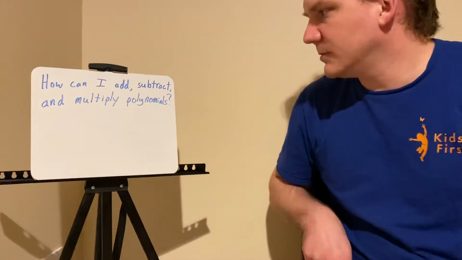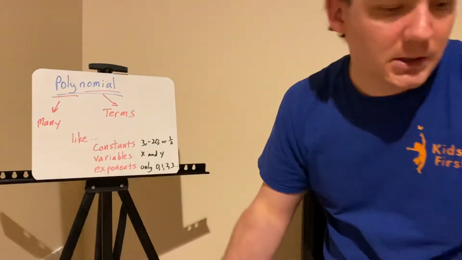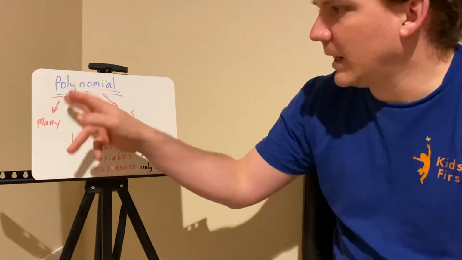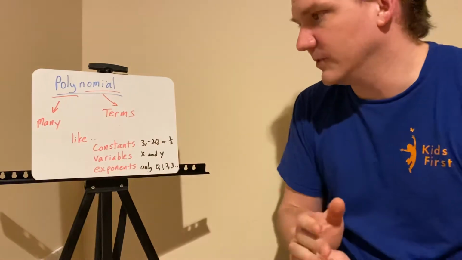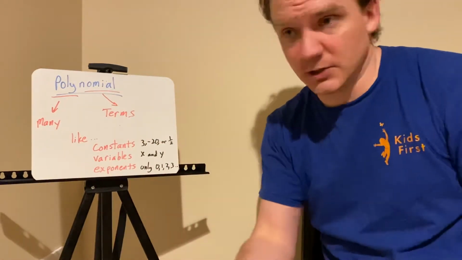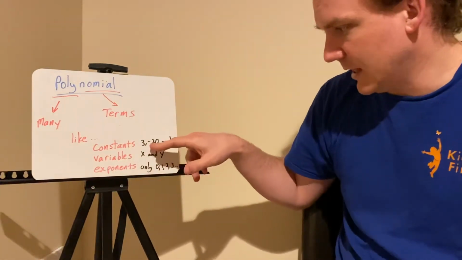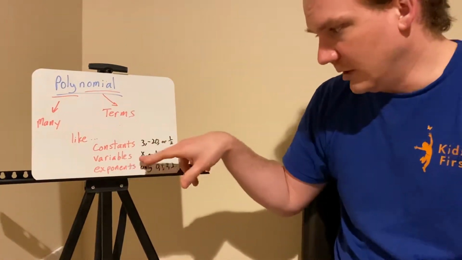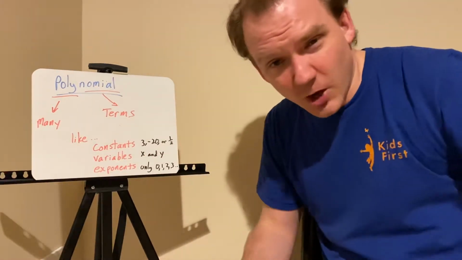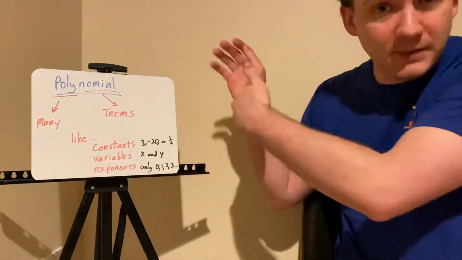How can I add, subtract, and multiply polynomials? So a polynomial is, poly means many and nomial means terms. So it's a mathematical expression that has many terms, such as constants like 3, -20, or half, variables like x and y, or exponents. But in this case, we're looking at only whole number exponents, so 0, 1, 2, 3, and so on like that.